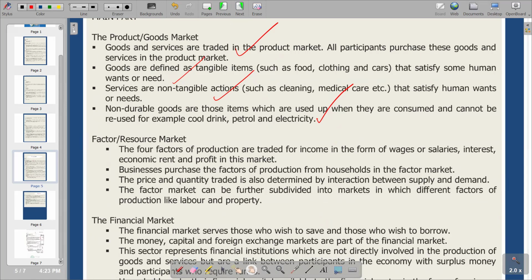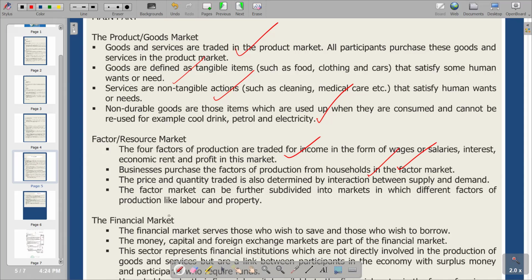Then we've got a second point, a business purchases the factors of production from households in the factor market. And of course, this is labor. And then we have got the price and quantity traded, which is also determined by interaction between supply and demand. The factor market can be further subdivided into markets in which different factors of production are traded, like labor and property.